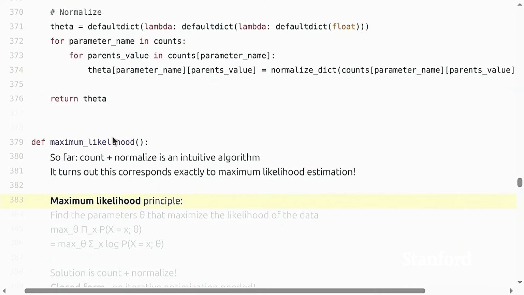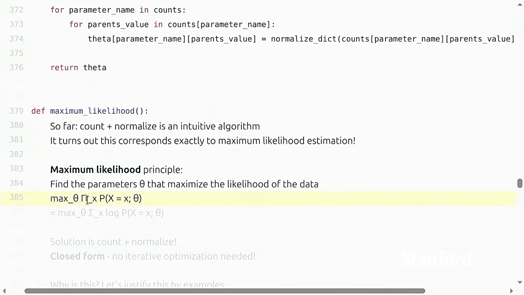The principle says find parameters that maximize the likelihood of the data. So it's kind of transparently in the name. In symbols, what this looks like is that if you have a data set X, and you have a model that defines a distribution over assignments given by some parameters, what I want to do is choose the parameters that drive this likelihood as high as possible.